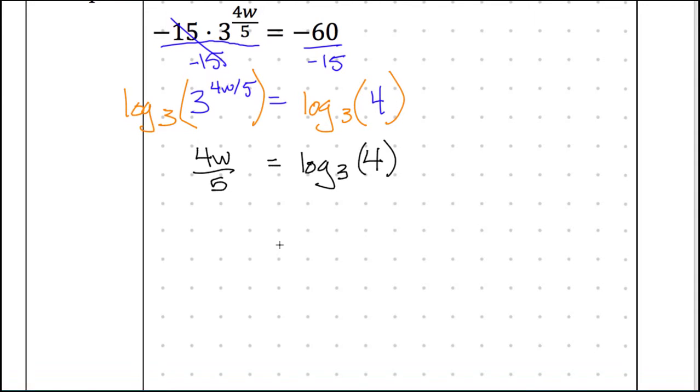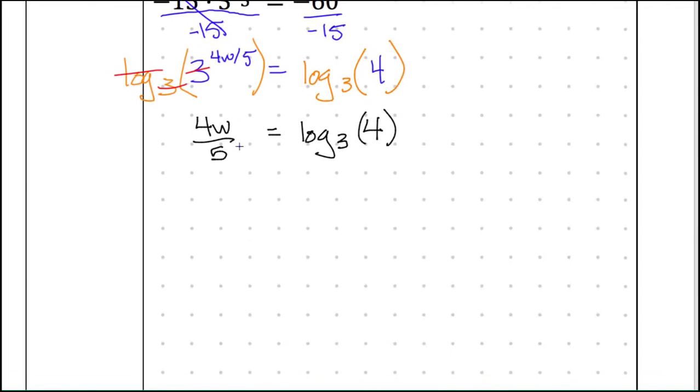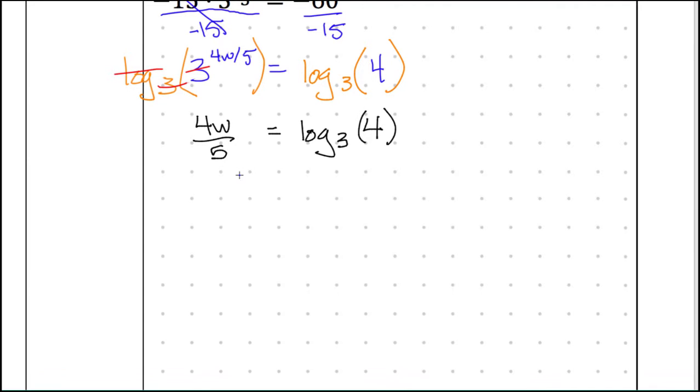Gio, again, whenever you have log base 3 of 3, those all cancel out. You go chunk, chunk, chunk. Those are all gone. You're just left with that 4W over 5, and not in a power because of the power rule, which gets brought down in front. All right, I'm just going to finish this off for you guys. I'm going to multiply both sides by 5, divide both sides by 4, and I'm left with W equal to 5/4 of log base 3 of 4.